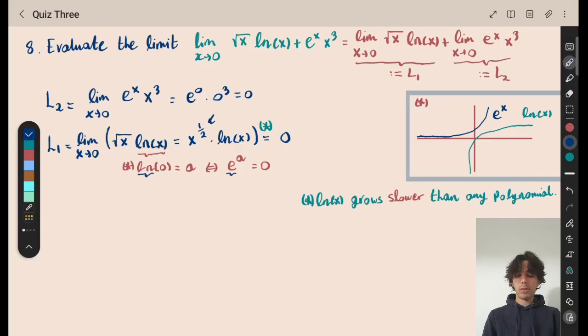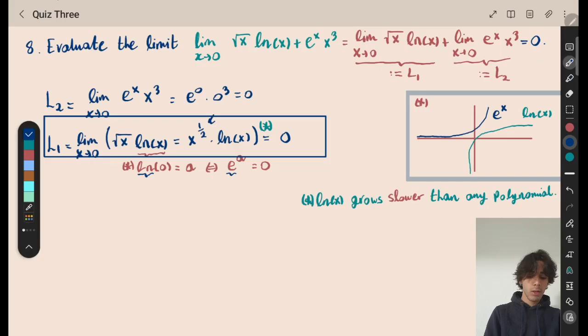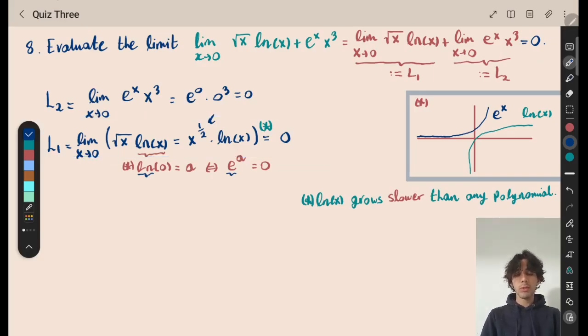And this should be your answer. So the answer to the limit should be equal to 0. Now, if you would like to see more details on this fact, why this is true, stick around. I'll give an argument now. But if not, you can feel free to end the video here.